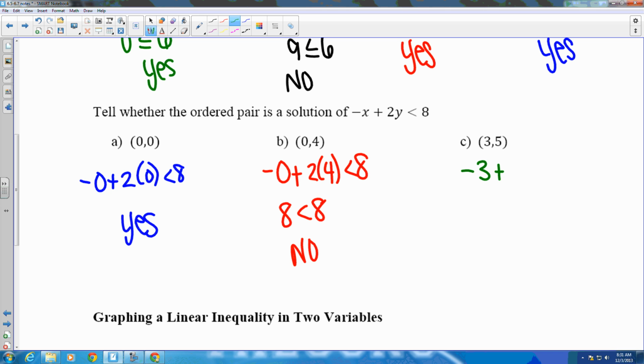Negative 3 plus 2 times 5, less than 8. Negative 3 plus 10 is 7. So is that less than 8? Yes.